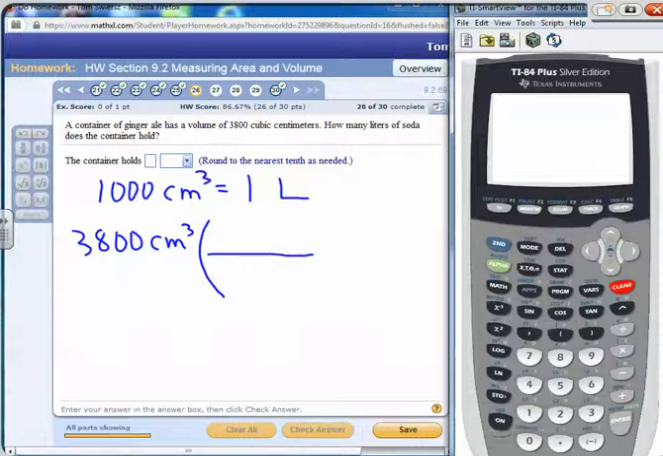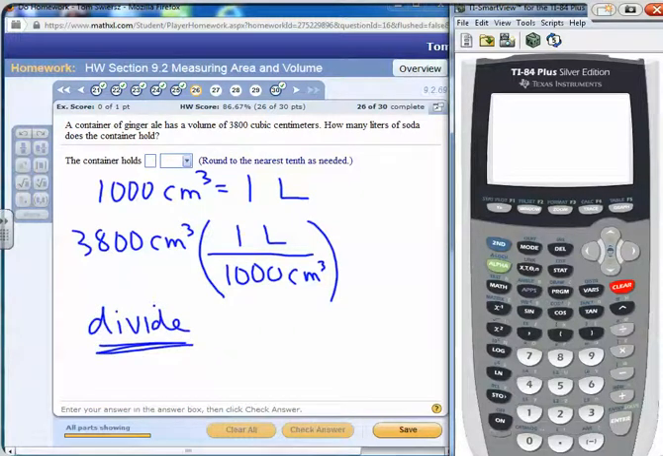We want to convert to liters, so 1 liter in the numerator. The denominator, the conversion is what? 1,000 cubic centimeters. The 1,000 is in the denominator, so it's going to tell us to divide. So we're going to take 3,800 divided by 1,000, and you're going to get 3.8. And then the cubic centimeters cancel, and our unit is liters. Okay? So it's going to be 3.8 liters.